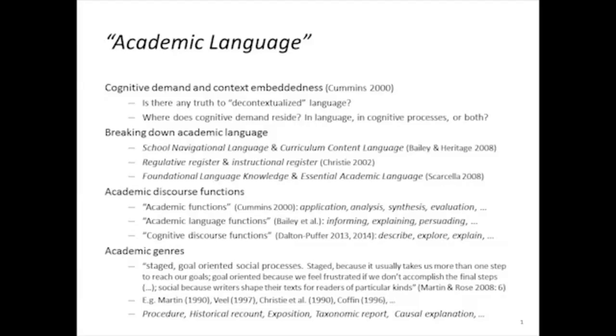Starting at the very beginning, when we talk about academic language, one of the things that mostly comes to mind is Cummins' work, in which he defines academic language in terms of cognitive demand and context embeddedness. That is, academic language is highly cognitive and is context reduced or decontextualized. Now the question is, how much truth is there to this idea of decontextualized language? Any text in any discipline is situated within the context of that discipline. So there is still a context even to decontextualized language, but more about this later.